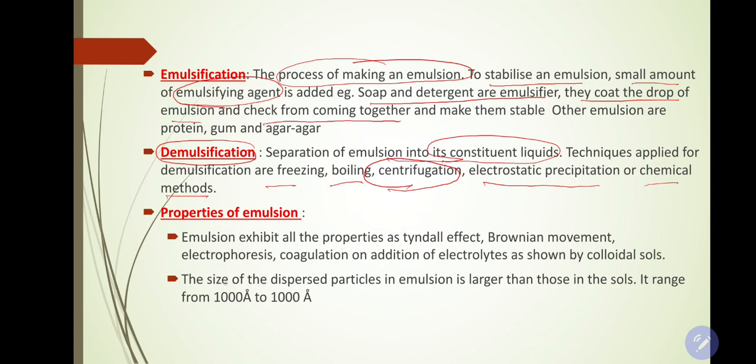Now, what are the properties of emulsion? When we are learning about the properties of emulsion, emulsions exhibit all types of properties such as Tyndall effect, Brownian movement, electrophoresis, coagulation, and addition of electrolyte, which are also shown by colloidal solutions. The size of dispersed particles in an emulsion is larger than that of sols, for example it ranges from 1000 to 10000 angstrom. Okay, clear?